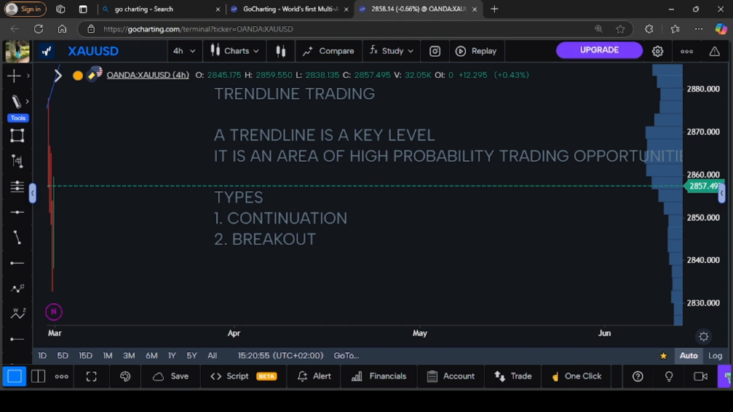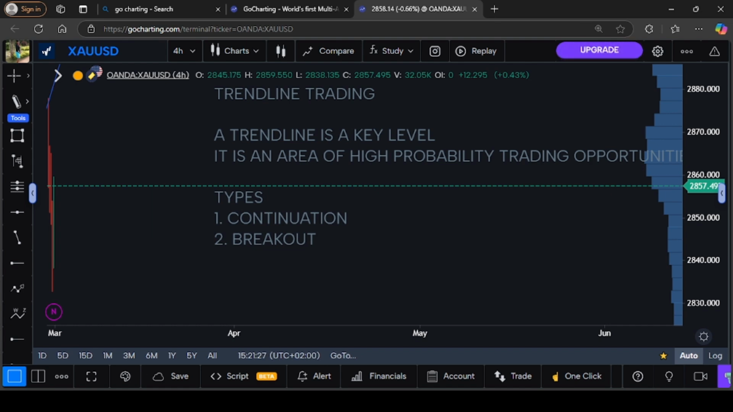So I'm going to begin by explaining what is a trend line. We need to know what a trend line is. A trend line is not just a straight line. No, a trend line is a key level zone, meaning it's an area, it's a zone. It is an area of high probability trading opportunities. If you draw your trend line correctly, there are high chances that you are going to make perfect entry and exit, meaning you have profitable trades.